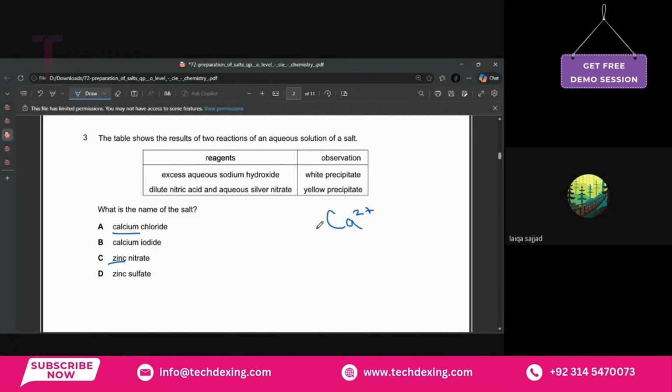Iodide, very good, excellent. And how do we know that? Iodide is a yellow precipitate. Very good. Iodide ions form a yellow precipitate. What about chloride ions? They form white. Very good. Chloride forms white.